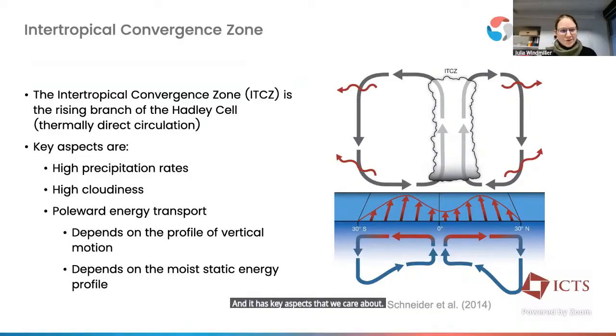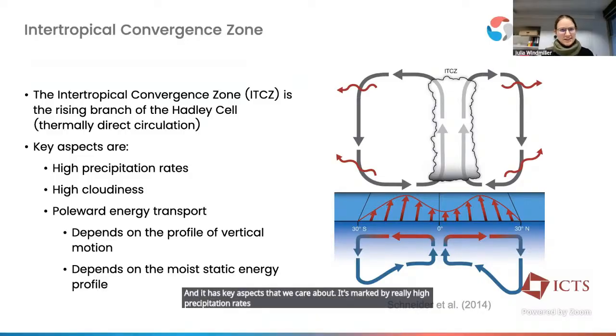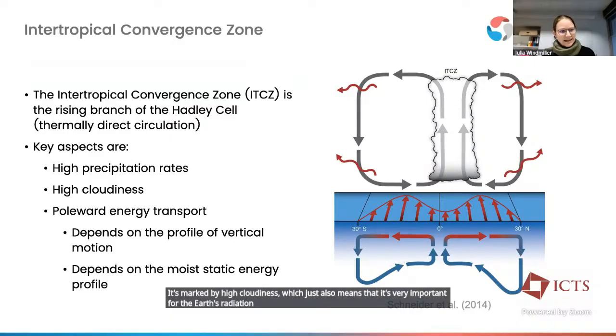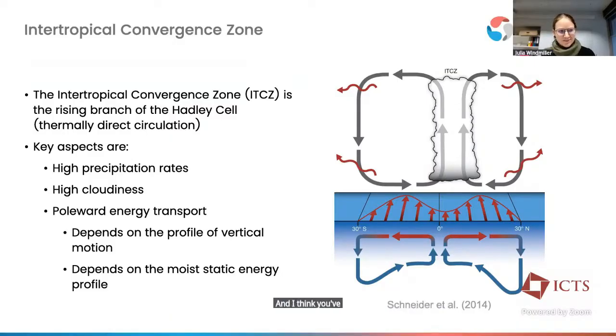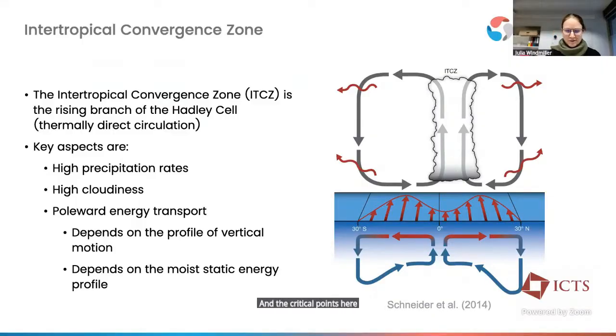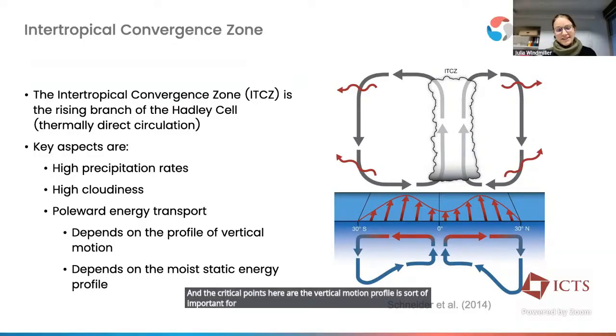It's marked by really high precipitation rates. So that's the tropical rain belts, of course. It's marked by high cloudiness, which also means that it's very important for the Earth's radiation budget. And I think you've had an entire lecture on this, but just to summarize in two dot points, the ITZ is of course also important for the poleward energy transport. The critical points here are that the vertical motion profile is important for how the energy gets exported, together with the moist static energy profile.